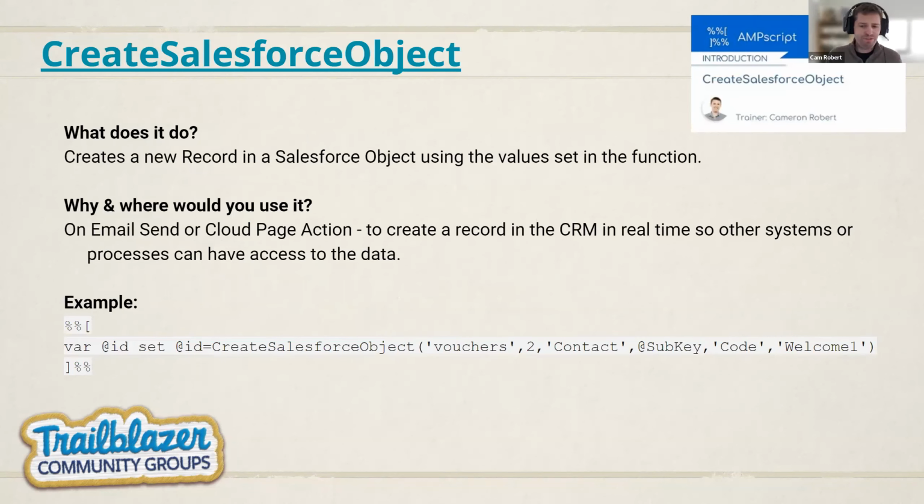So these first ones, the Salesforce group of AMPscript functions, can only be activated by customers who have the Marketing Cloud Connect installed. That is, they have their Marketing Cloud connected to their Salesforce org. Now, the first function for today is the CreateSalesforceObject function.